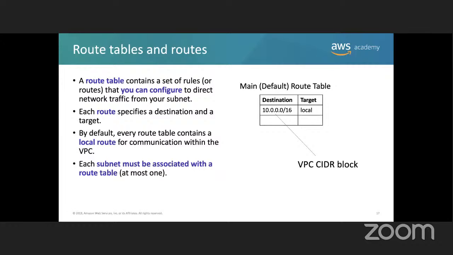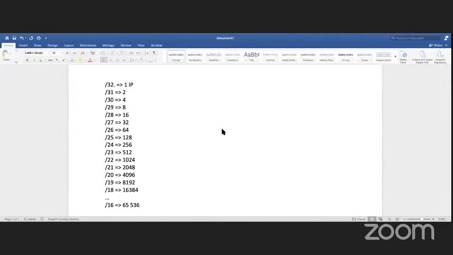Route tables and routes. Okay. Every subnet has a route table. No matter what, every subnet has a route table. There's a default route table, right, that contains an entry which is 10.0.0.0/16. That is the CIDR of your VPC, and that is the local traffic. That entry with a destination and a target allows the traffic to flow within the VPC.